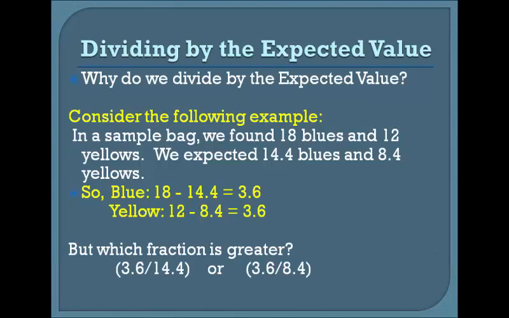Have you thought about why we divide by the expected value when we calculate the chi-square value? Consider the following. Which will be more surprising, getting 18 blue M&Ms or getting 12 yellow M&Ms? Well, when you subtract 18 minus 14.4, you get 3.6. When you subtract 12 minus 8.4, you get 3.6. So the difference between each of the observed and expected for the blue and yellow are the same. But which fraction is greater, 3.6 out of 14.4 or 3.6 out of 8.4? Now you see it.